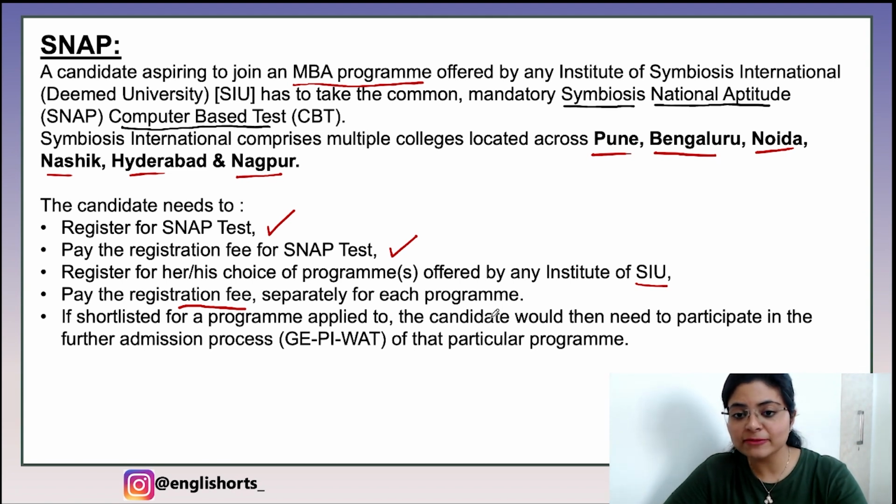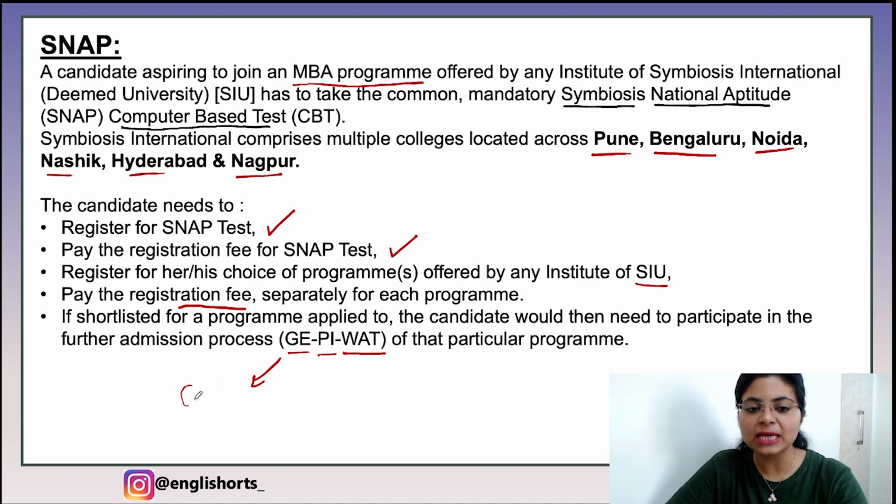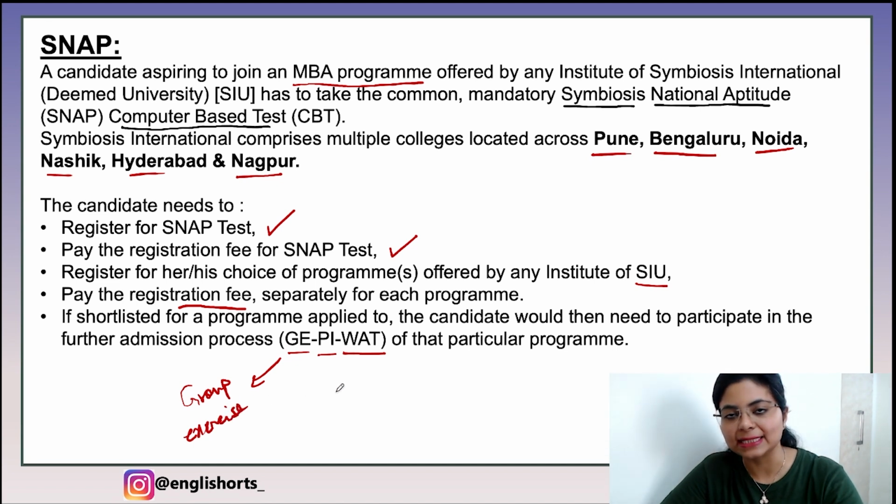After you are shortlisted for the program and you get a call from them, which means you clear the cutoffs and you get a call after the SNAP results are out, there is another program known as GEPI VAT. GE is group exercise, PI is personal interview. I think everybody knows that. And VAT is the writing ability test, which means essay writing. So then you will be called for the GEPI VAT program, and after that, the final results are released. So that's the selection process for you.